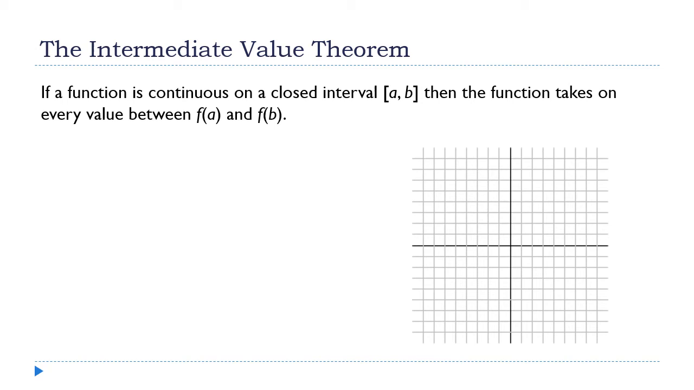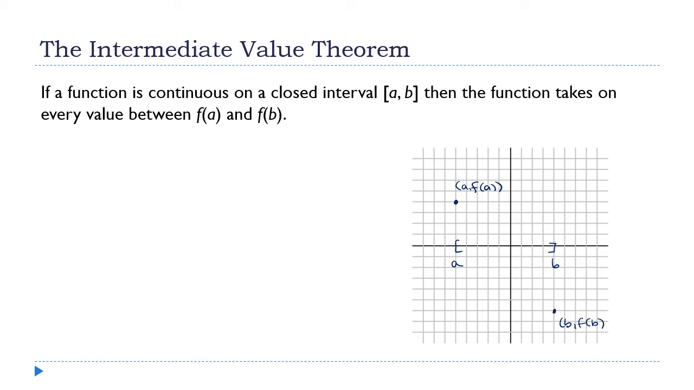And what this one says is if a function is continuous on a closed interval from a to b. So let me put that on my drawing. Let's put a over here, and I'm going to put b over here someplace, right? Then the function takes on every value between f of a and f of b. All right, so let's see. I need f of a and f of b. So if a is here, let's say f of a is here. So this is (a, f(a)). And let's put b down here, right? And this will be (b, f(b)).